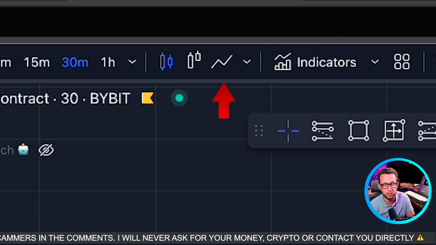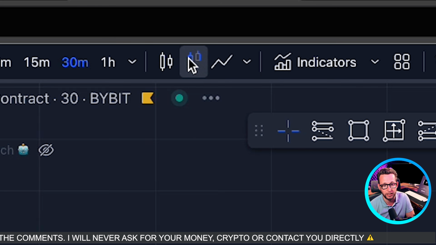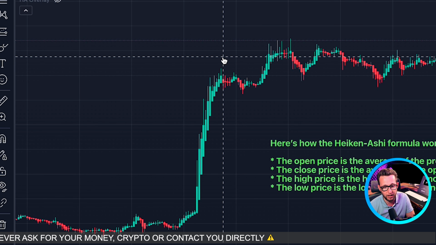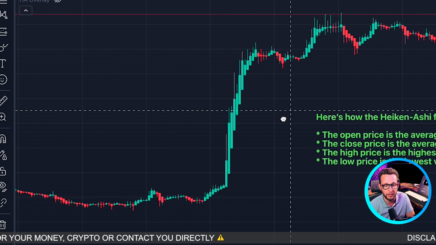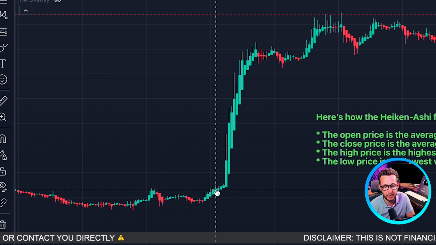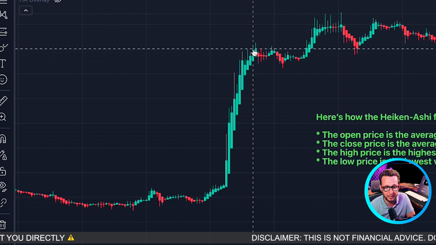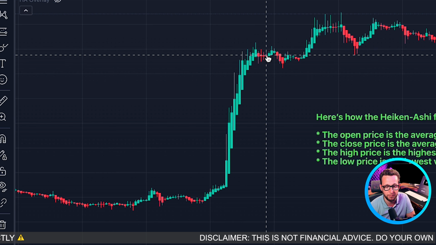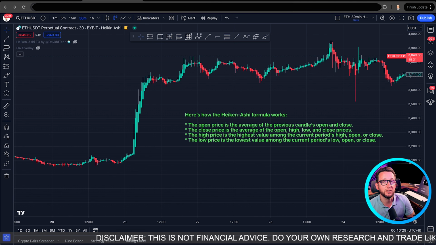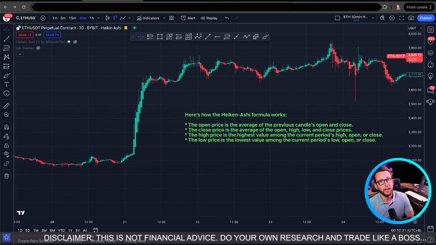You can either have the line chart or you can click this one here, which gives us Heikin Ashi candles. Now Heikin Ashi candles try to flatten out the market a little bit more so that we can understand the way the market is trending. As you can see here, they're all green trending up and red when the market is trending down. So Heikin Ashi candles actually try to represent the trend, unlike normal candles which have just a high, low, open, close.